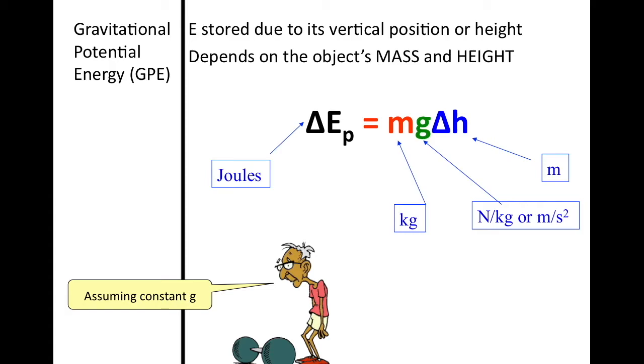Gravitational potential energy, also known as GPE, which we've talked about before in the last video, is energy that is stored due to its vertical position or height. It does depend on the object's mass and height. In order to find what the GPE is, it is denoted by delta E sub P, and the E stands for energy, the P stands for potential, and we have delta, which means the change in. So we have the change in potential energy, which is measured in joules, equaling the mass times gravity, right? So we have gravity here, and so that's the weight, times the change in height.